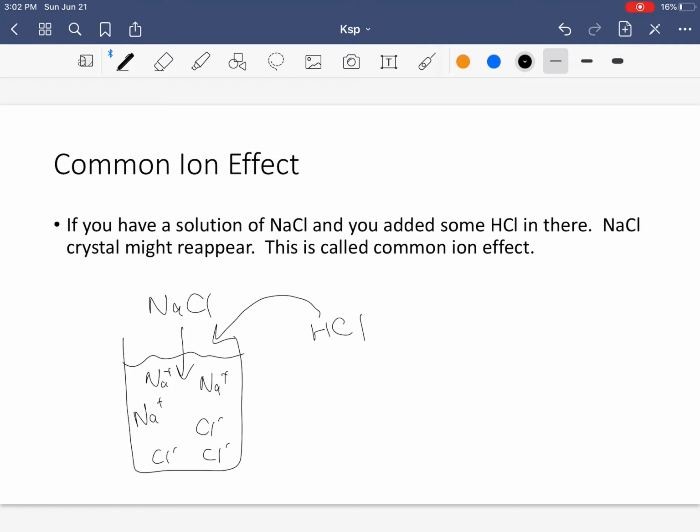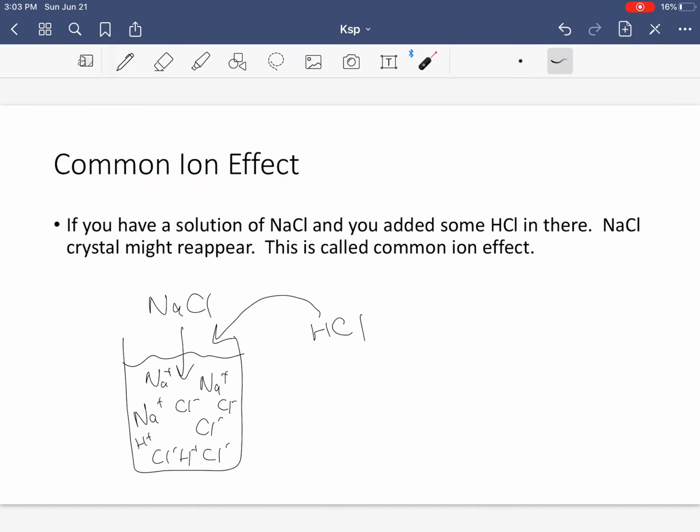Okay. What happened when you put an acid in a solution? That's right. You get dissociation. Oh my gosh. Take a look at this. Now you have an over-influx of chlorine ion. Look how much chlorine ion there are. Okay, too many. That's why we call this the common ion effect.